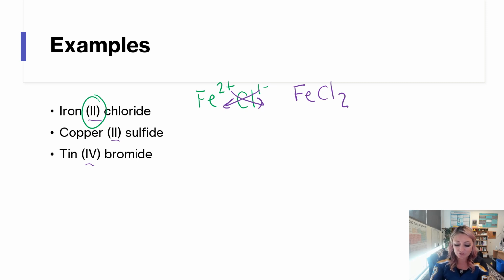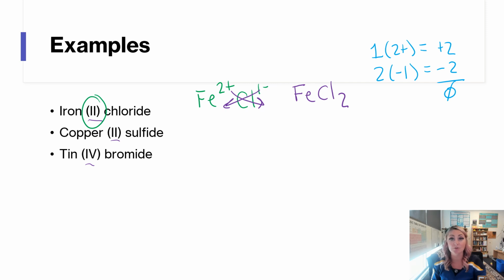And I'm going to double check my math on this. I have one iron with a +2 charge. 1 times +2 is +2. And I have 2 chlorine with a -1 charge. 2 times -1 is -2. And that adds up to 0. You can always double check your work to make sure that you have the right ratio of negative charges to positive charges.